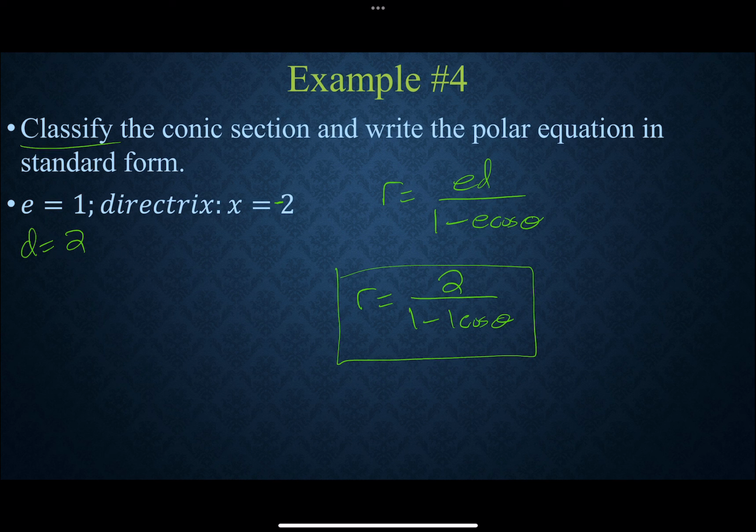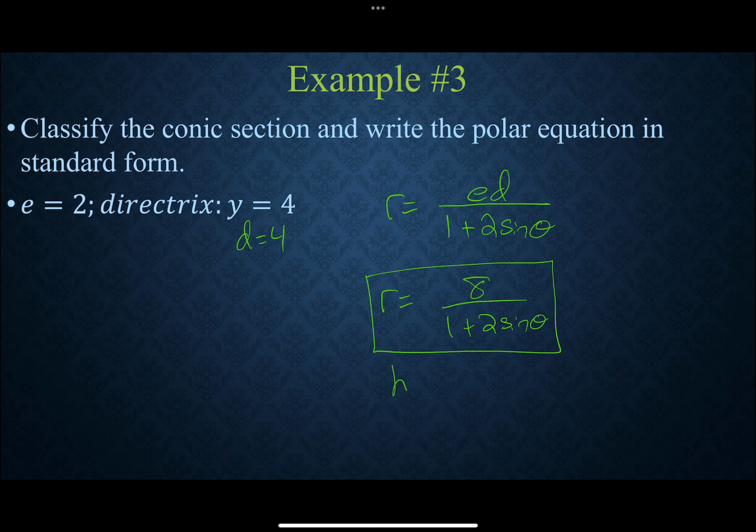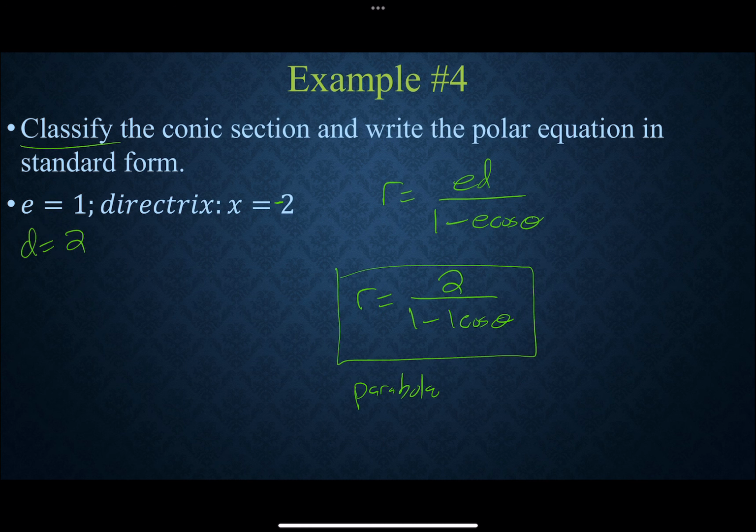And also, we did want to classify, so this was a parabola, because E is 1. If I go back, this should have been a hyperbola, because E was positive 2. All right, so that's all we're really working with the polar form of the conics. Again, can't really graph these things in a meaningful way just because the equations themselves are a little bit more obnoxious, at least doing it by hand. It's more about classifying and writing out the equation for the given information.